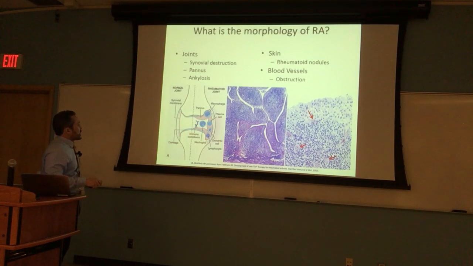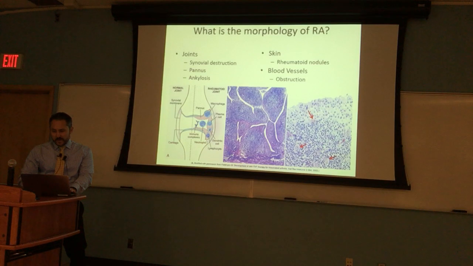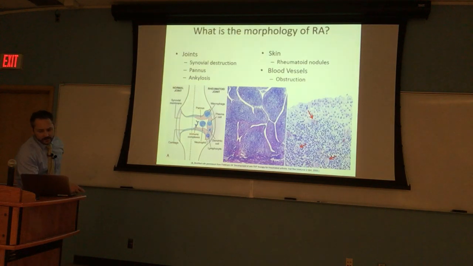Okay, so what's happening in these two panels? In the middle panel, we've got histology that's looking at the inflammatory infiltrate that's showing up within that synovial space or in the pannus. So this is histology of the pannus. And then here we're blowing up in higher magnification.